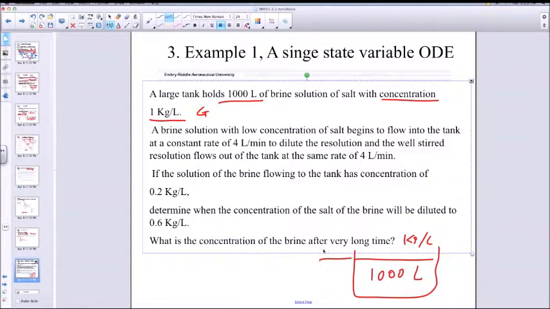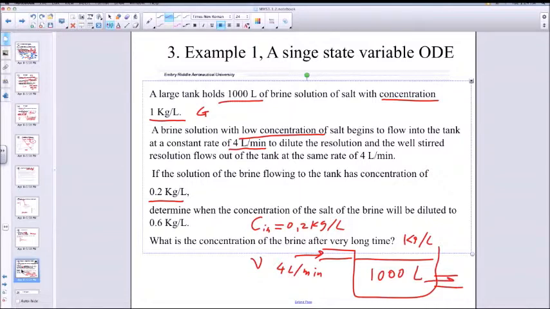And what's happening? A brine solution with low concentration is flowing into the tank at 4 liters per minute. Oh, there's a velocity here, flow in 4 liters per minute. And the concentration is low density. The concentration in is 0.2 kilograms per liter. And then after you mix it, it flows out with the same speed. Flow out also 4 liters per minute. So, okay, you got the picture.